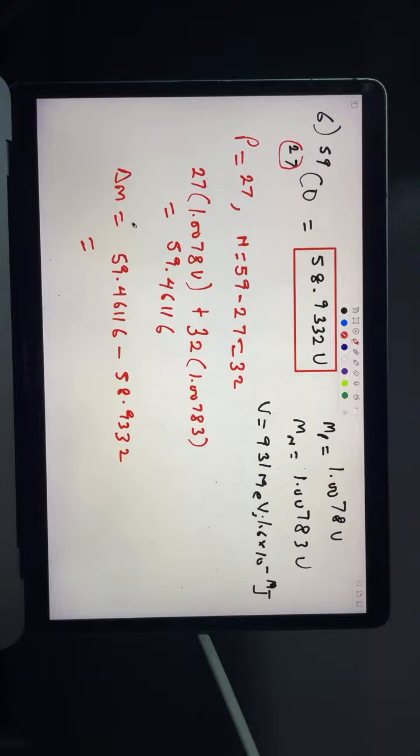Oh, the U is like a unit. It's called the atomic mass unit. I will explain that when I get there.